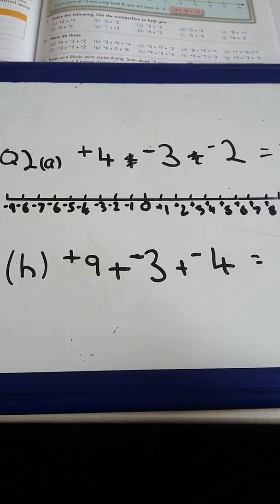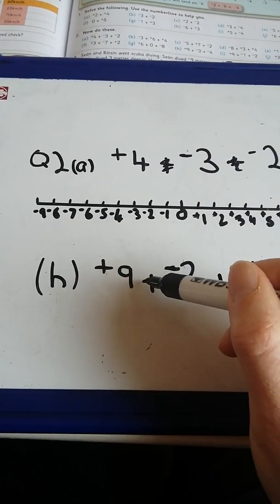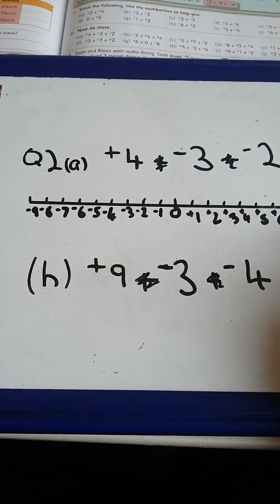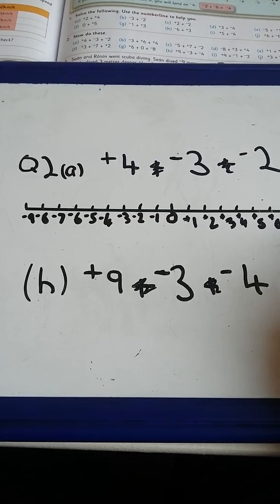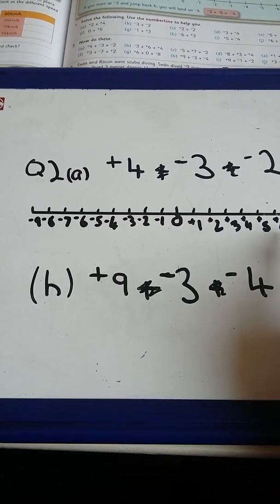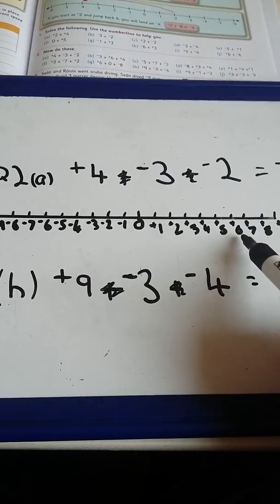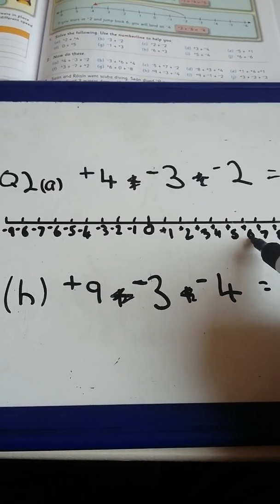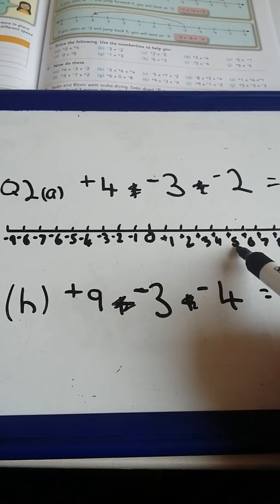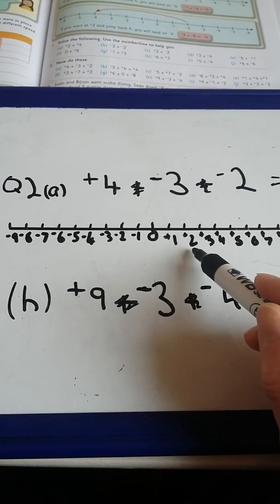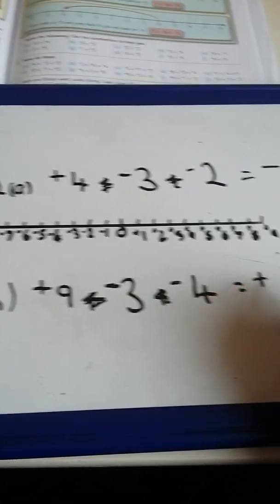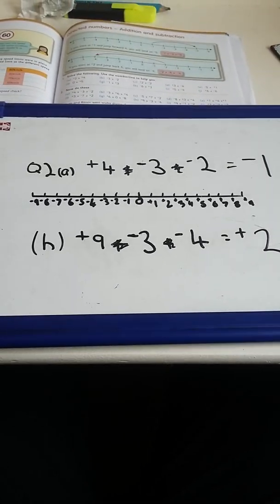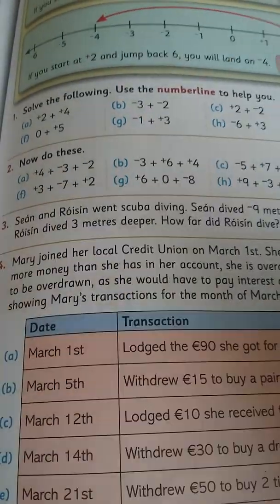I'll do another example. I'll do h. So again, the big plus sign, pretty much pretend it's not there. So you start on positive 9. You're going to go back negative 3. So 1, 2, 3. So I'm on positive 6 now. And I have to go negative 4. So I'm on positive 6, back negative 4. 1, 2, 3, 4, and that leaves me on positive 2. So please draw out the number line and use it to help.